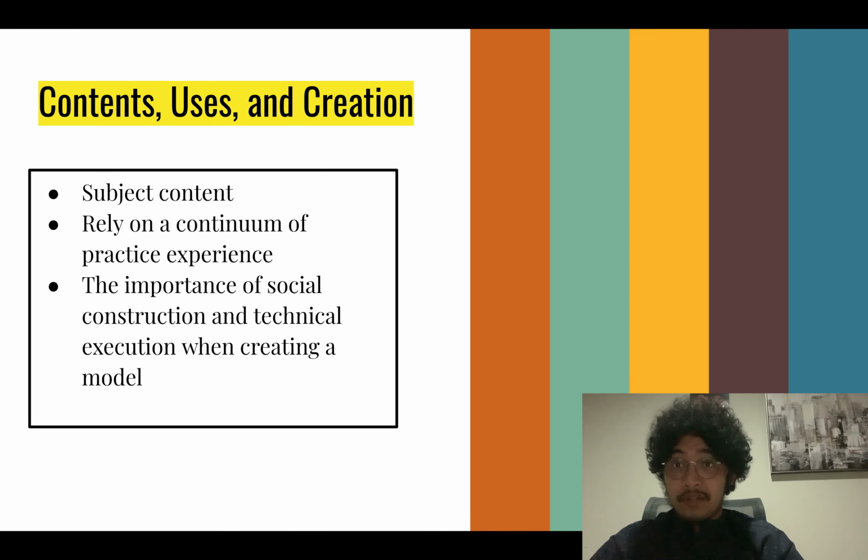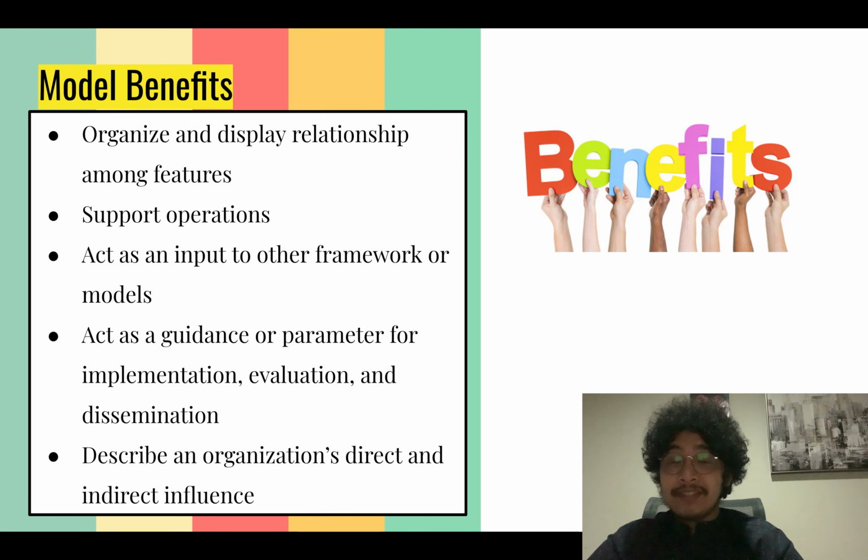The next two key features are content, uses, and creation, and also model benefits. As you may know, a model is heavily influenced by its creator, their background, and also its intended use. Maybe it is used to help planning, evaluation, communication, organization development, learning, and so on. Also, a model is heavily influenced by what kind of benefits they would like to gain from making the model. For example, some models may be used to organize or display relationships among features, or to support operations, or they act as an input to other frameworks or models, and so on.